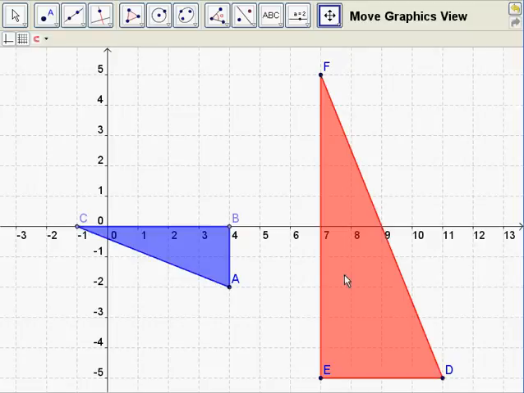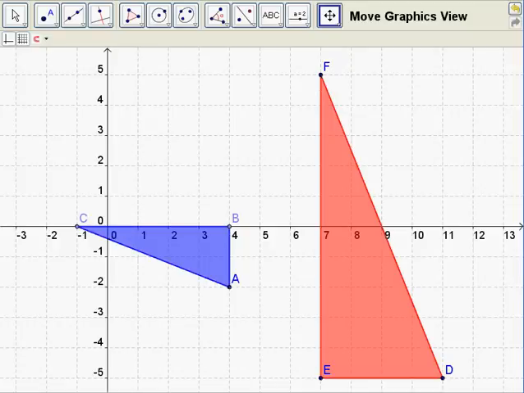So the first thing we need to do is dilate, and we have to figure out what the scale factor is. I'm going to look here and see that the short side of this triangle is 2, and the short side of this triangle is 4. Therefore, this is an enlargement, and the ratio of 4 to 2 simplifies to 2. The scale factor is 2. If I measure this side, this is 5, this is 10. Again, the scale factor is 2.